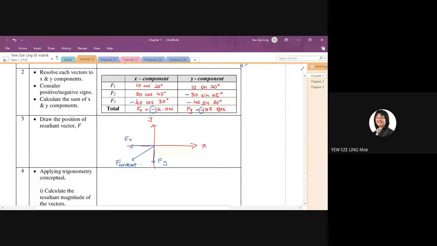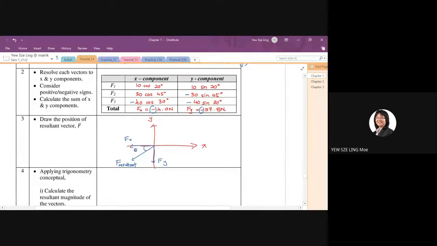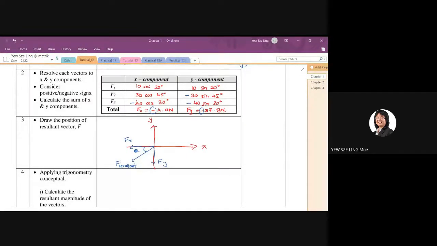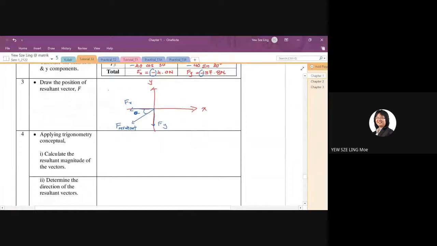And then remember, the angle is always beside the x component. So the angle is here. So this is a diagram for our resultant vector. Fx negative, Fy negative. Once you have the diagram and you have the table, you can then proceed to calculate the resultant magnitude, the magnitude of the vector.